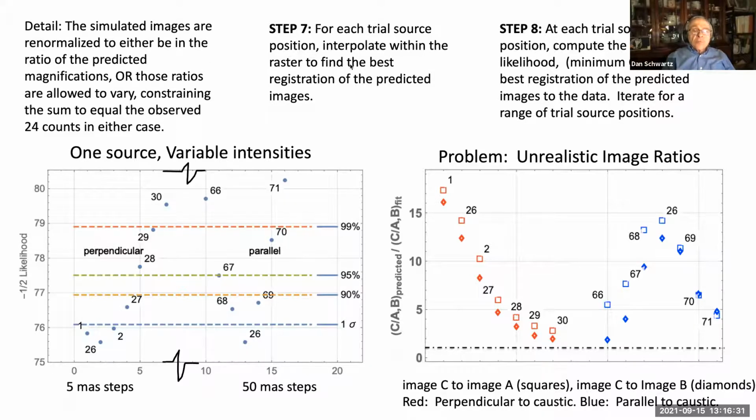For each trial source position, the first stage of the likelihood is to interpolate within our raster to find the best registration of the predicted X-ray image. At the next step, we take the different trial source positions and compute the maximum likelihood of all of those to try to find the best trial source plane position to fit our data. And this shows a result where we consider that there's just one X-ray source that's inside the caustic.